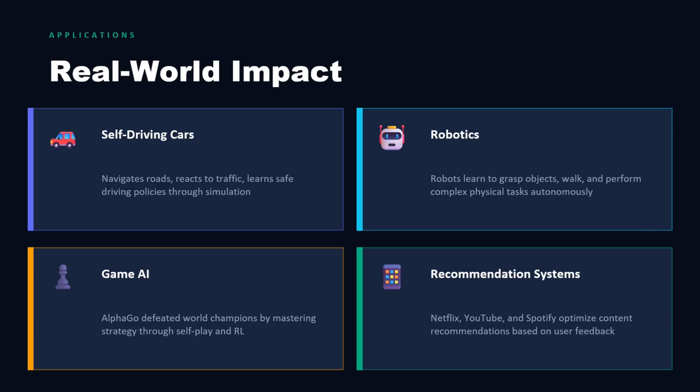Reinforcement learning is already transforming many industries. It powers self-driving cars, robotics, advanced game AI like AlphaGo, and the recommendation systems used by platforms like YouTube and Netflix. It's a key technology behind intelligent decision-making systems.